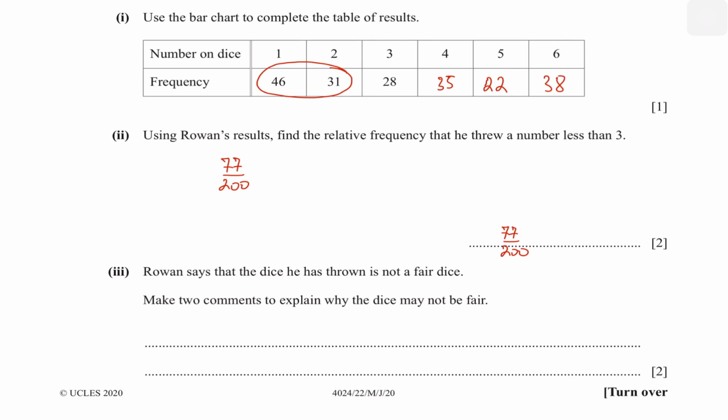Okay, now in part 3, let's see what part 3 says. It says, Rowan says that the dice he has thrown is not a fair dice. Make 2 comments to explain why the dice may not be fair.